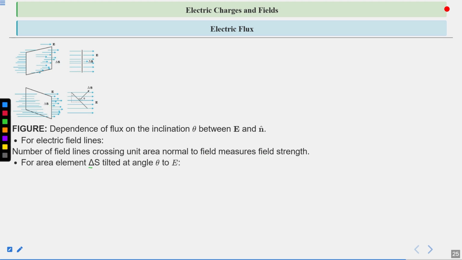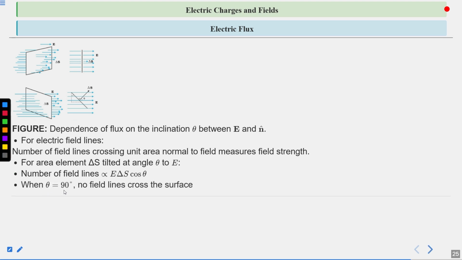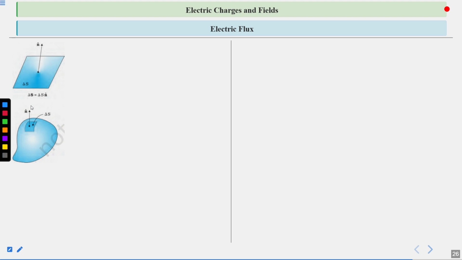So area element delta S is tilted at a small angle delta theta to E. So the number of field lines is directly proportional to E delta S cos theta. This is important. Number of field lines depends on this term. When theta is 90 degrees, no field lines cross the surface because cos 90 is 0. It means overall value is 0. So there are no field lines. So delta S is equal to delta S n cap. Delta S is the magnitude and n cap is the direction which is perpendicular to the area element.